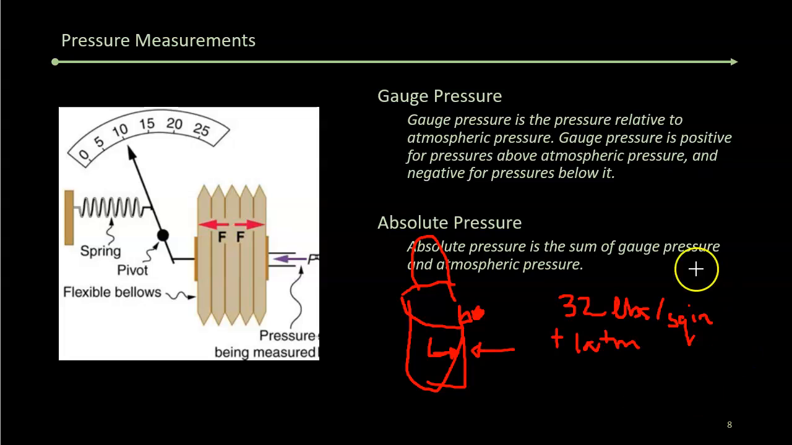And so these are actually added together inside the tire, but there's pressure from the outside canceling out or balancing out that piece. So all we worry about is the gauge pressure.